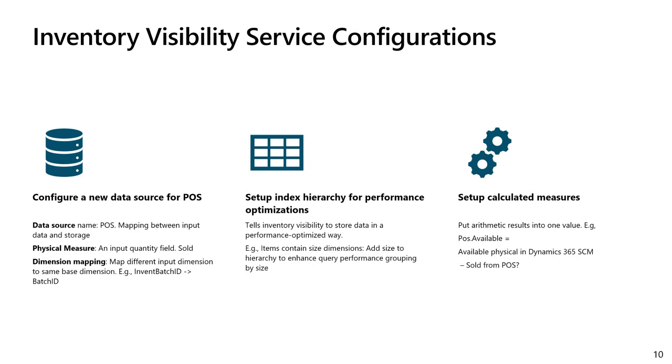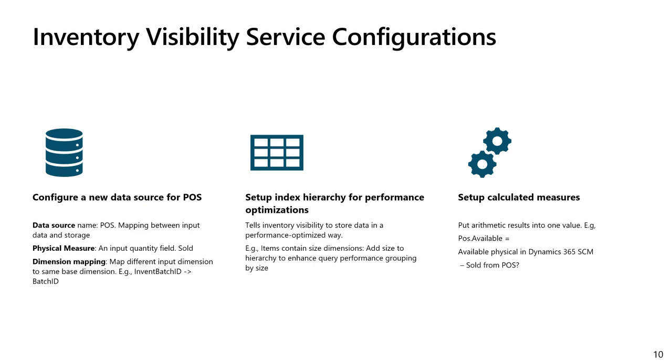In case the input data contains a dimension name that is different from the base dimensions provided by the inventory visibility service, we need to set up a mapping that maps the different input dimension to the same base dimension, so that we know that 2 data sources are modifying the same record.